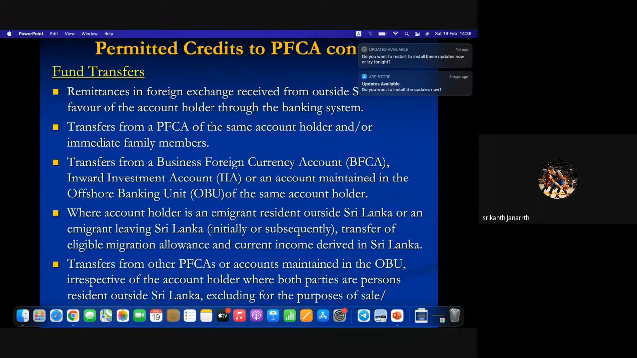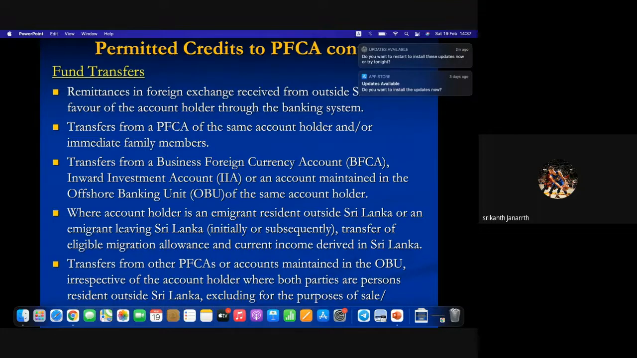So if you intend to migrate to another country, whatever the amount, either you can send it to your overseas account, or you can tell the bank, okay, convert and transfer to my PFC account, because all your migration allowance is in rupees. You can tell the bank to convert and put it into your PFC account. You can do that only when you are eligible, and you have to give documentary evidence when you are migrating. Then only it is possible.